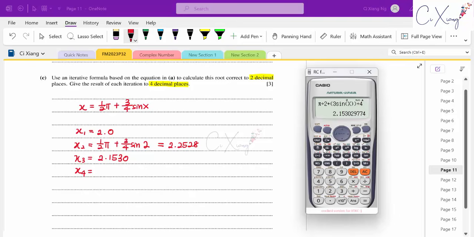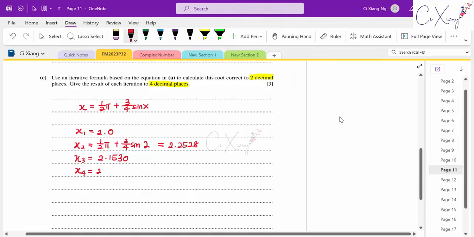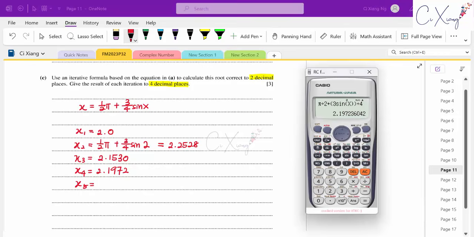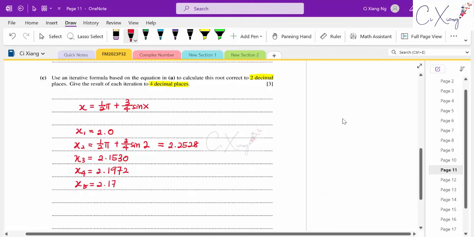So I will continue again. Press calculate, repeat the same process, 2.1530, then press the equal sign, 2.1972. The answer for 2 decimal places hasn't repeated yet, so we just continue again and again. Calculate again, 2.1972, press equal sign, then I get 2.1784, and then go to x6.